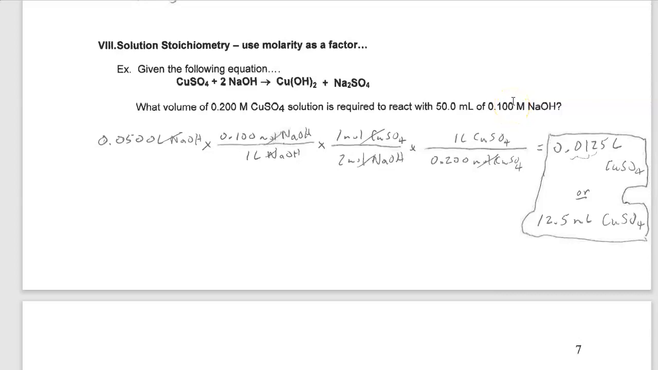So what goes on top, what goes on bottom? You want the liters of sodium hydroxide on the bottom, to cancel out with the liters of sodium hydroxide here. Again, always label it. Don't just put 0.05 liters, put 0.05 liters of sodium hydroxide, 1 liter of sodium hydroxide. If you don't put your labels in there, you're not going to know what to cancel. That's the whole reason you're stringing this thing out, so that you'll know what to cancel. So don't get lazy on me here. So 1 liter of sodium hydroxide solution, 0.1 moles of sodium hydroxide. That's what 0.1 molar means.